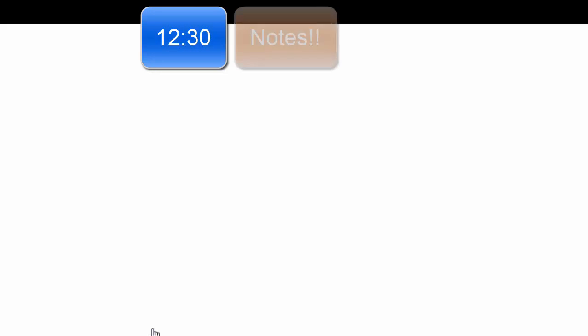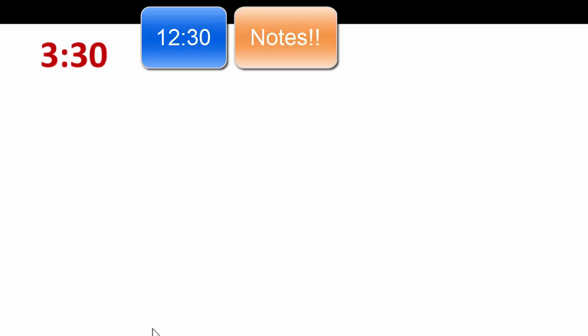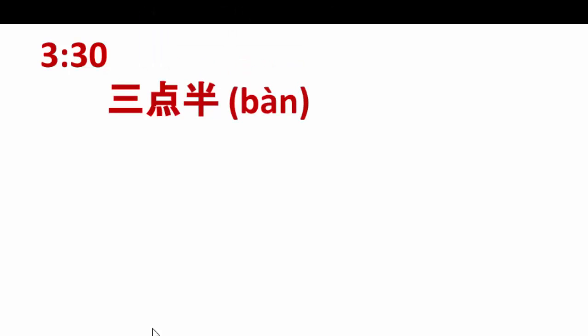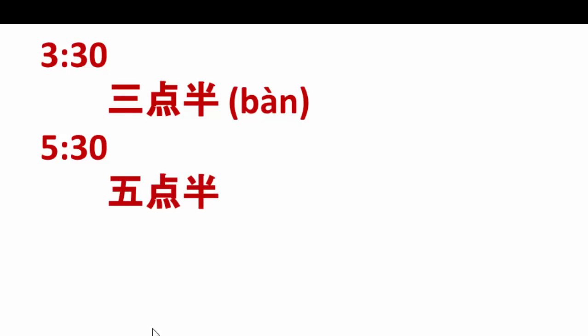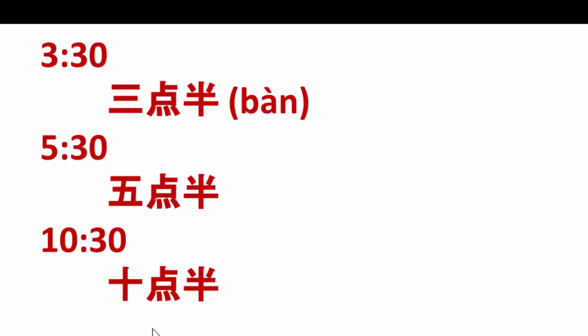Ban means half. So when we want to say 12:30, we would say 12点半. To say 3:30, we would say 3点半. To say 5:30, we would say 5点半. And to say 10:30, we would say 10点半. To say quarters of an hour, we use the word 刻 for quarters. 一刻 is for 15. 三刻 is for 3 quarters, so 45.